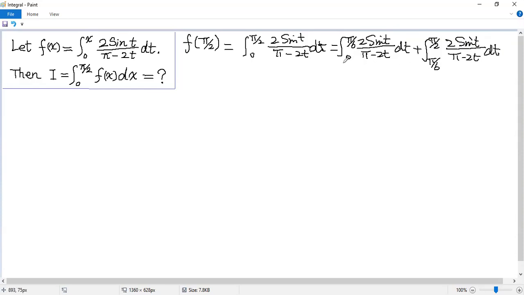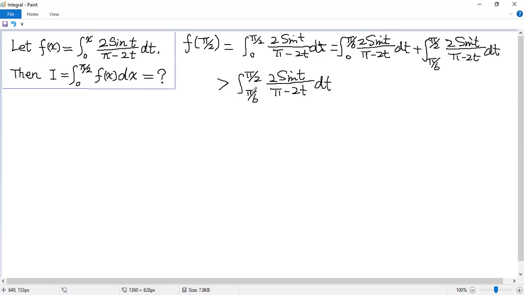We know within the interval 0 to half pi, the integrand is positive. So that means the first integral is positive. So we can get the conclusion that the whole integral is greater than the second part, the integral from pi over 6 to pi over 2 of 2 sin t over pi minus 2t dt.